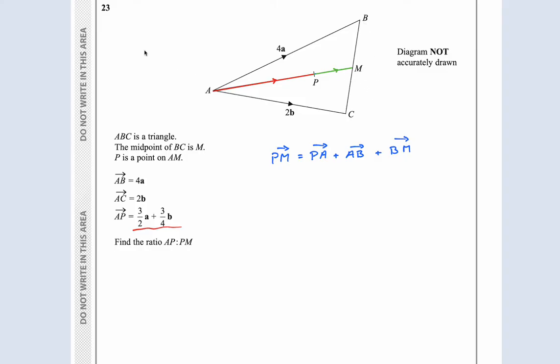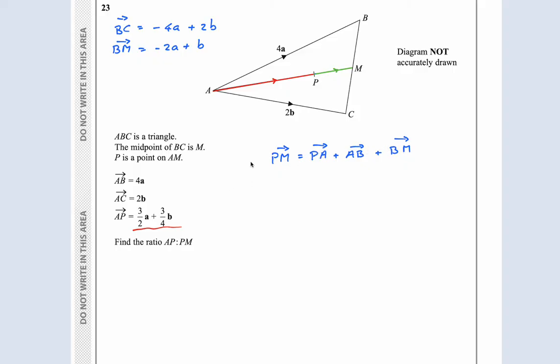It's half of BC. So over here, guys, you can obviously write down here. I'm just going to write up here so I don't run out of space. BC is, I'm going to go this way, minus 4a, because I'm going backwards against this one. So it's minus 4a plus 2b. That's BC. So BM is just half of this. So half of that is minus 2a and half of 2b is b. So that's BM. Okay, now I have PA, I have AB, and I have PM.